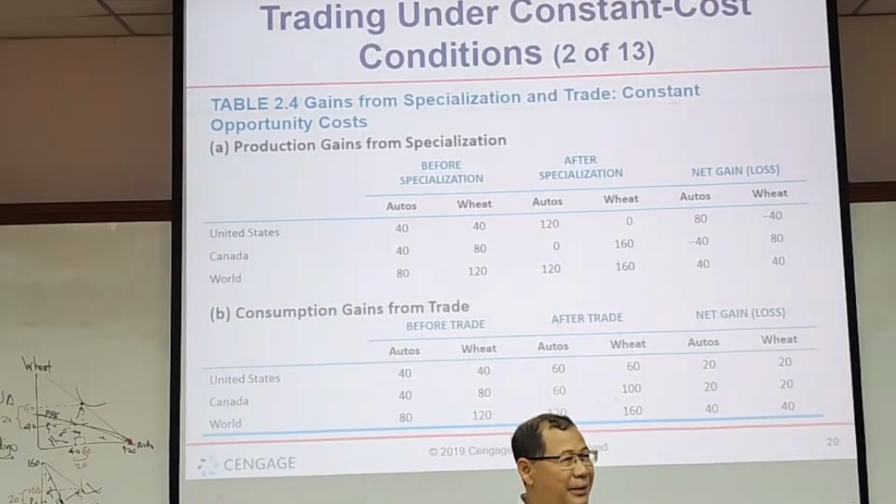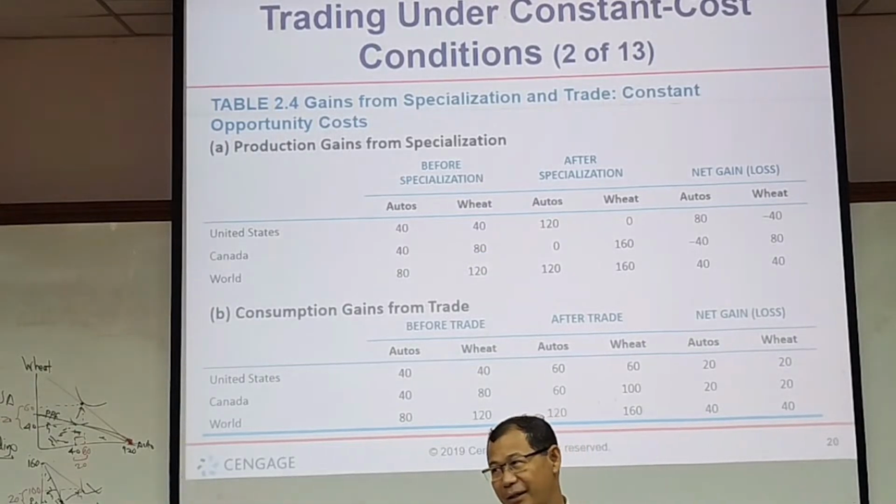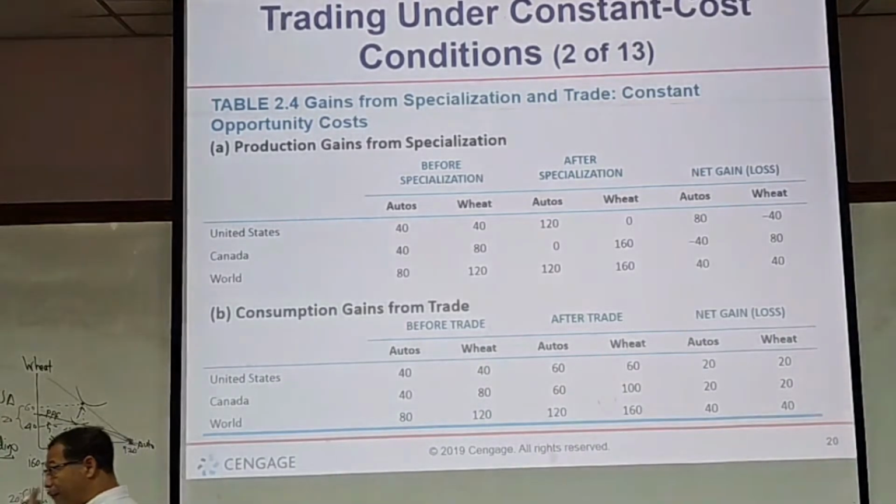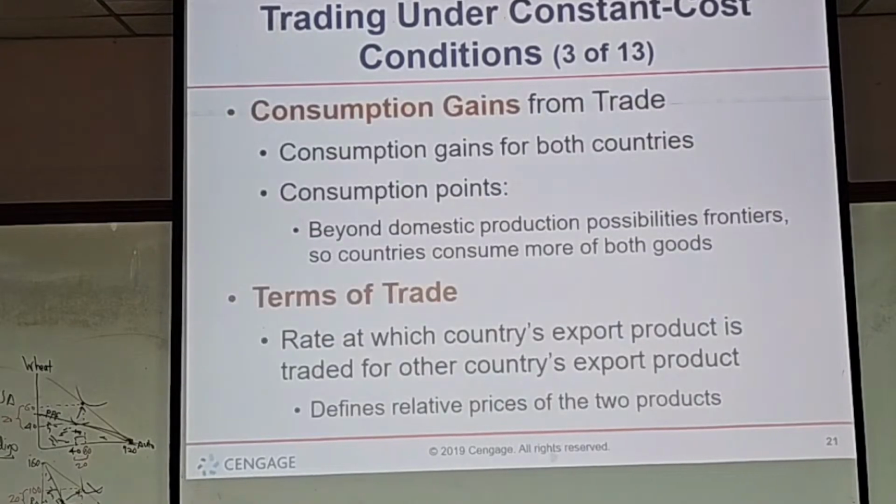There is a terms of trade in international trade theory. Your export product is traded for other countries' export product. This defines the relative price of the two products, the world price. What does it mean? This is the terms of trade.